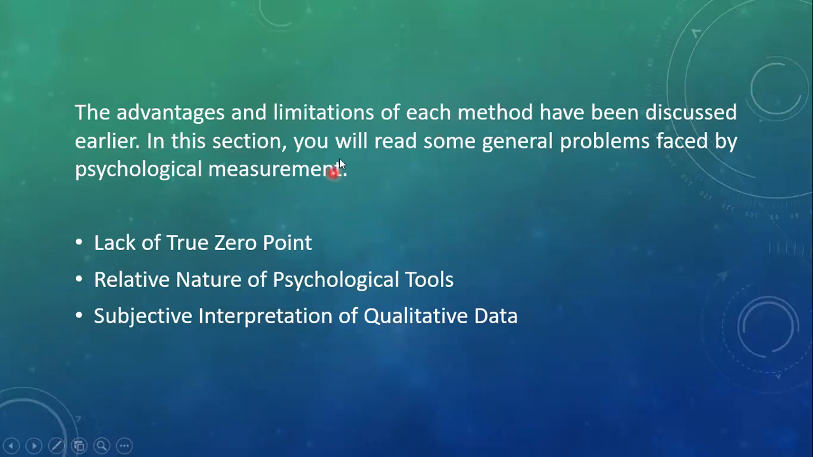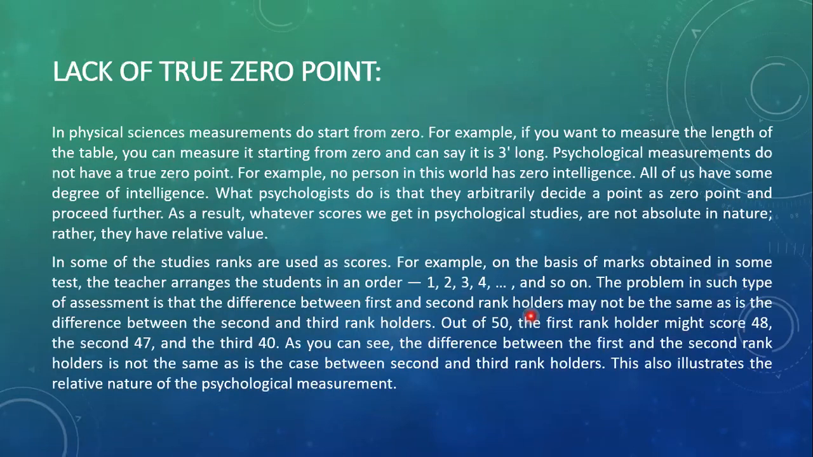In this section, you will read some general problems faced by psychological measurement. That is, first one, lack of true zero point, relative nature of psychological tools, subjective interpretation of qualitative data. So these are the limitations. So let us see these limitations individually. Lack of true zero point. The word lack, it is unavailable. True zero point means zero value is not available.